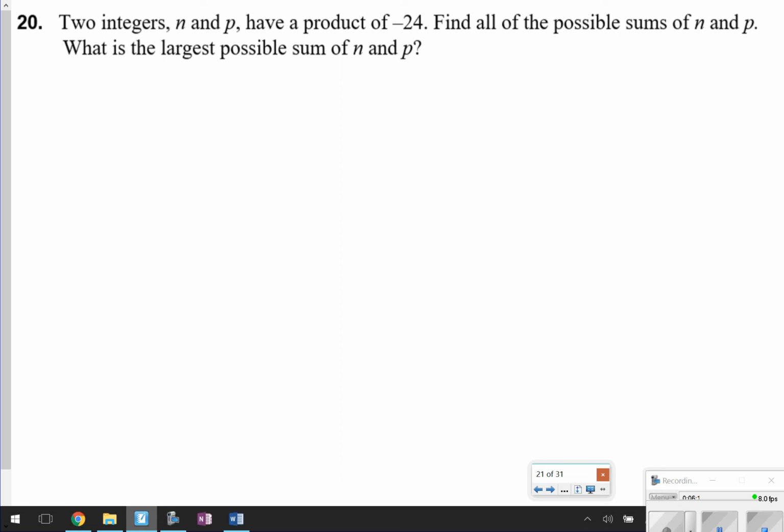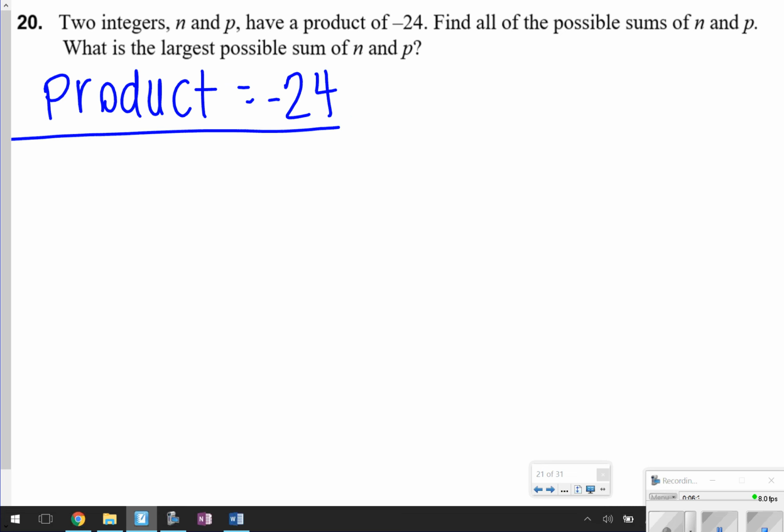20, this one was a think about it question. Two integers, n and p, have a product of negative 24. Find all the possible sums of n and p. What would be the largest possible sum of n and p? The first thing you've got to do is figure out how to make a product equal to negative 24, and you just have to list all the products of negative 24.